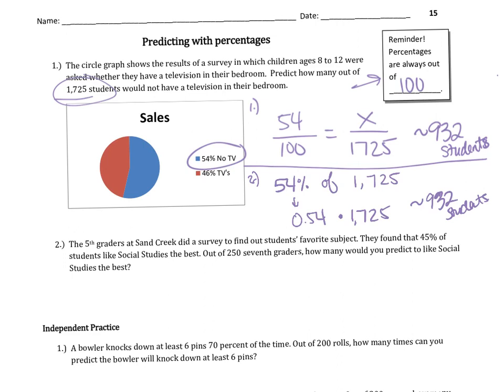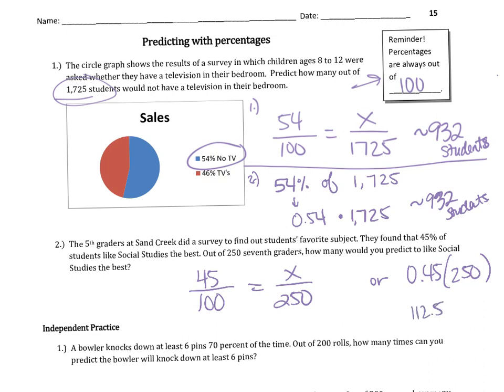Number 2, the 5th graders at Sand Creek did a survey to find out students' favorite subject. They found that 45% of students like social studies the best. Out of 250 graders, how many would you predict to like social studies the best? So they found that 45%, we'll say 45 out of 100, is how many out of 250? Or you could do 0.45 times 250. Either way, you should get 112.5, so about 113 students.